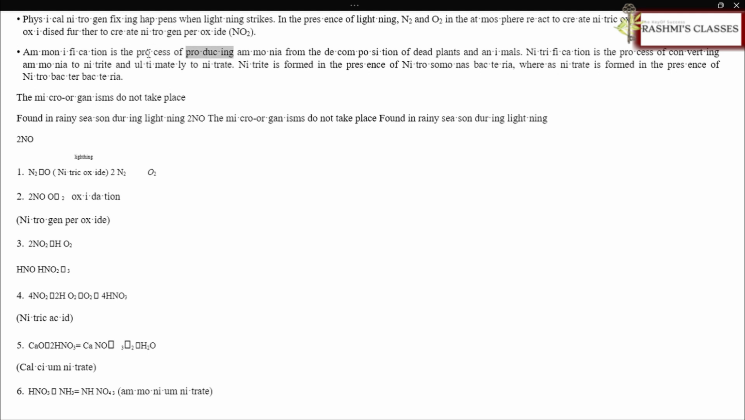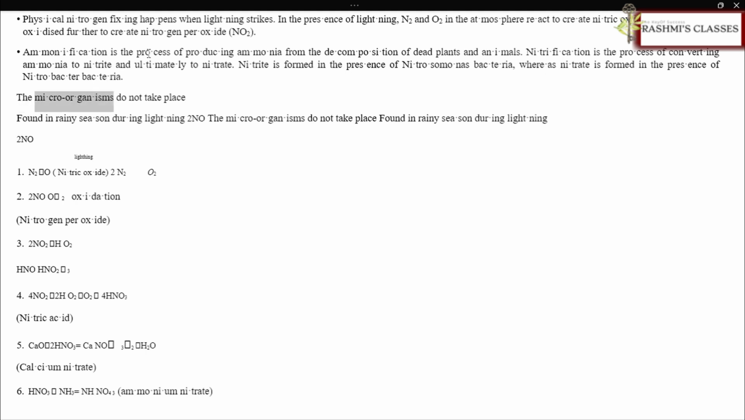Ammonification is the process of producing ammonia from the decomposition of dead plants and animals. Nitrification is the process of converting ammonia to nitrite and ultimately to nitrate. Nitrite is formed in the presence of Nitrosomonas bacteria, whereas nitrate is formed in the presence of Nitrobacter bacteria.